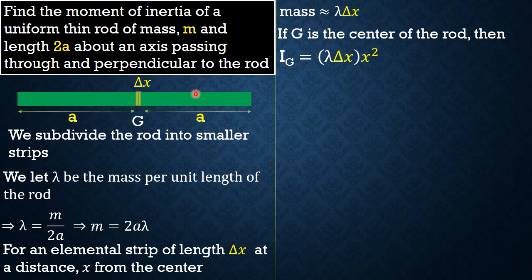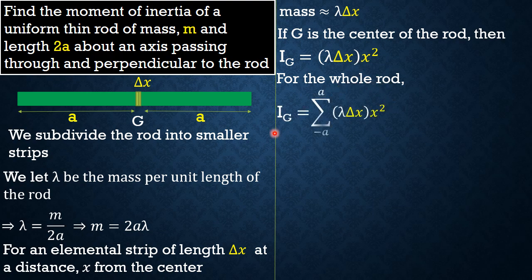Great. So now friends, we can consider the whole rod by simply summing up the individual moments of inertia. So we are now going to have the sum from negative a to a of lambda delta x times x squared. Keep in mind that lambda delta x is simply the mass of each element of the rod. Keep in mind friends that the upper limit is a and the lower limit is negative a.